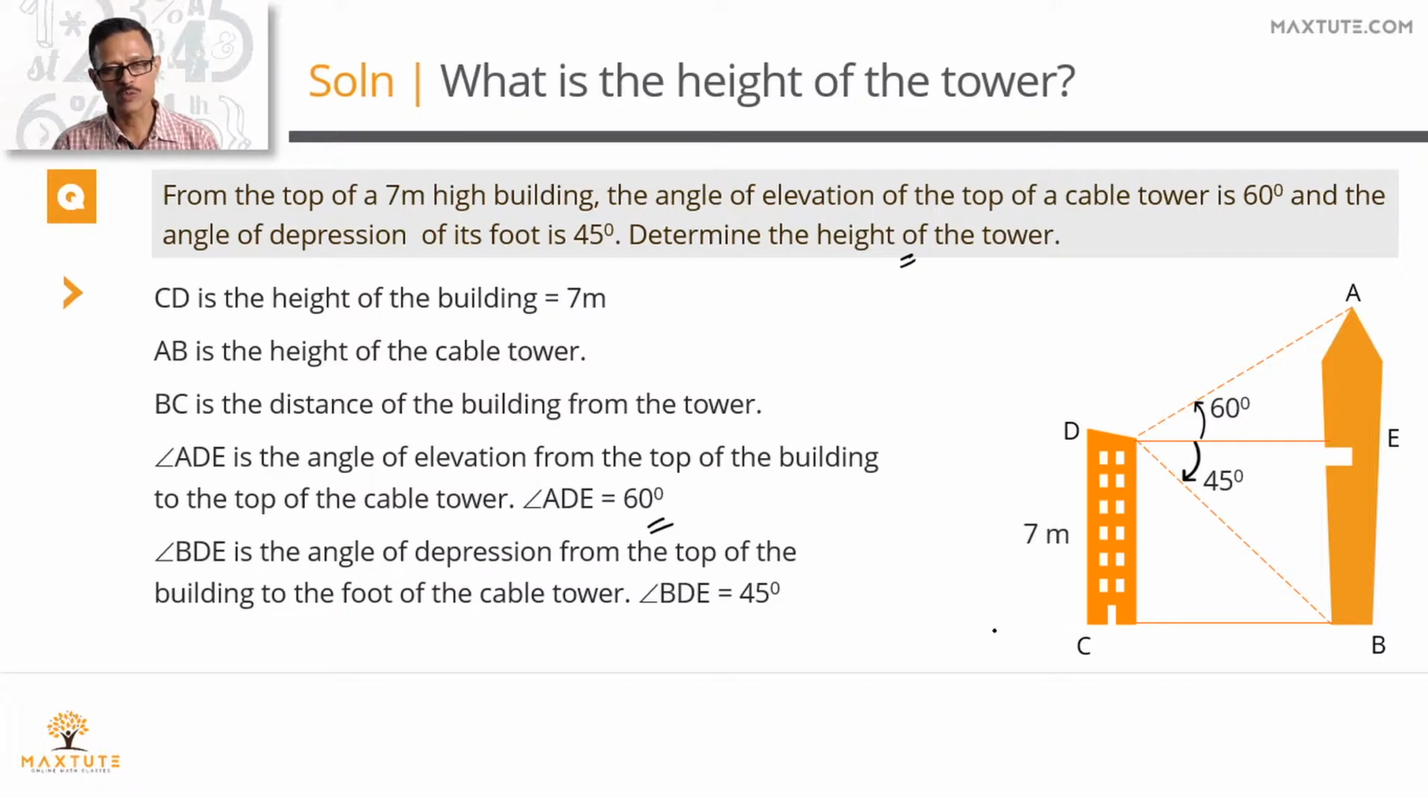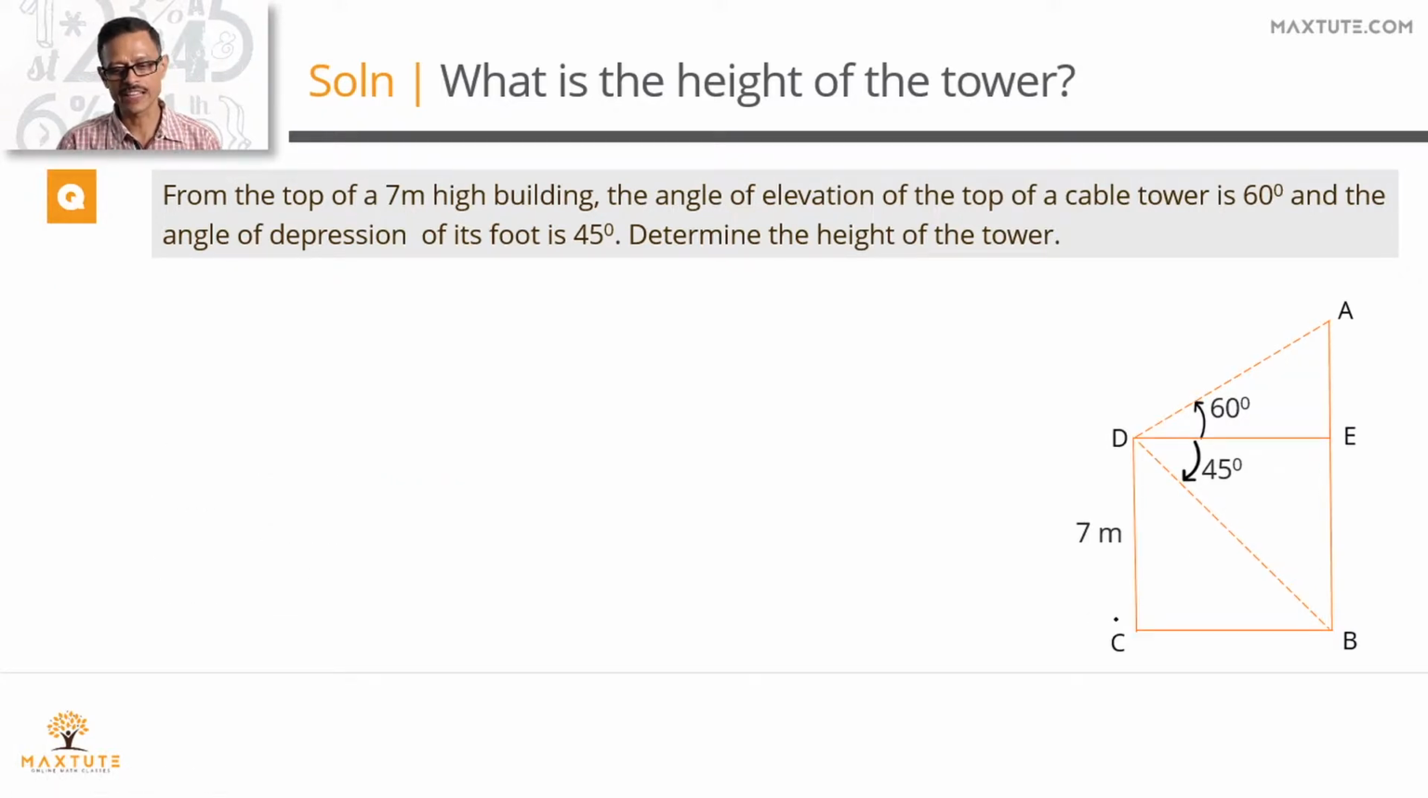From this point forward, let's move on to a regular right triangle. This is what we have. AB is the tower, CD is the building. The distance between the tower and the building is BC. Angle of elevation to A from D is 60 degrees. Angle of depression from D to B is equal to 45 degrees.